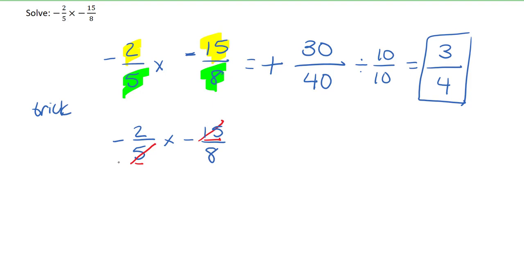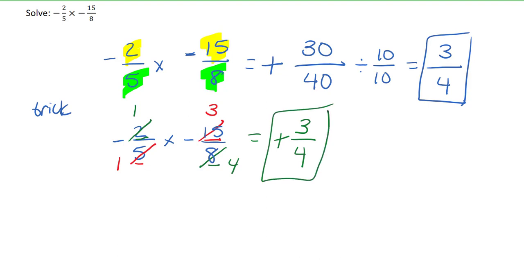So 5 divided by 5 is 1. Now, 15 divided by 5 is 3. We also notice that we have a 2 and an 8. Those are both even, so we can divide 2 by 2, which is 1, and 8 divided by 2 is 4. Then we can multiply. Negative times negative is positive. 1 times 3 is 3, and 1 times 4 is 4. So you see we got the same answer using our trick.